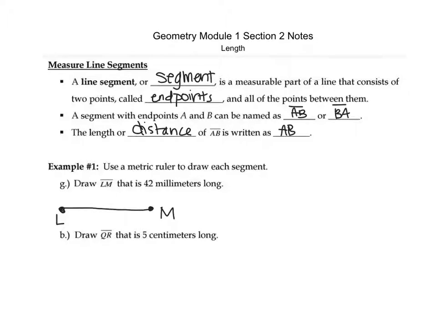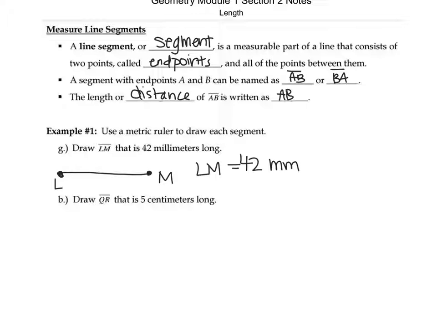So this is segment LM, and if I want to describe its length, I write LM equals 42 millimeters. And lastly, we want to draw QR that is 5 centimeters long. Again, using a ruler, we start at point Q, go 5 centimeters, draw a dot to get R, and then connect them, and then I can say QR equals 5 centimeters. It's a very important distinction that when we're talking about lengths of line segments, we don't include the bar over top.